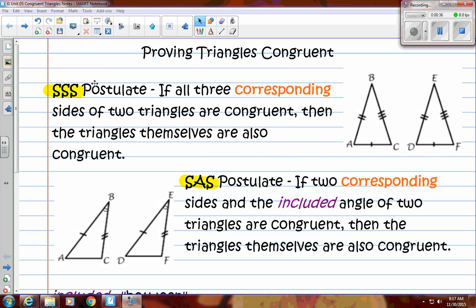Okay, so for example, the first way that we can prove triangles congruent is with the side-side-side postulate. So in other words, if all three corresponding sides of two triangles are congruent, then the triangles themselves are also congruent, which seems like it makes sense. So if we know that the three sides of one triangle are congruent to the corresponding three sides of a second triangle, then we can say that the triangles themselves are congruent by side-side-side or SSS.